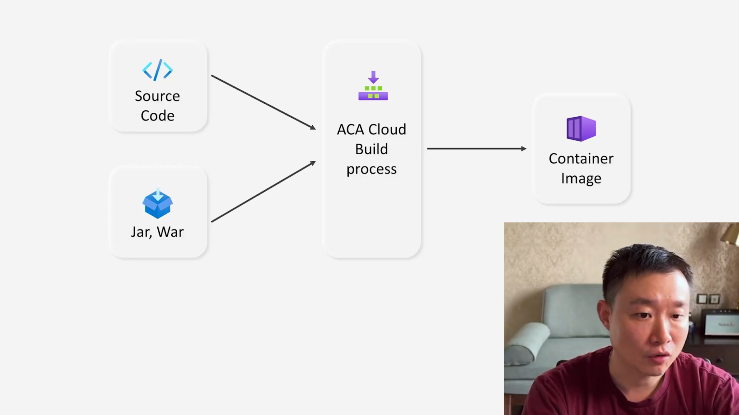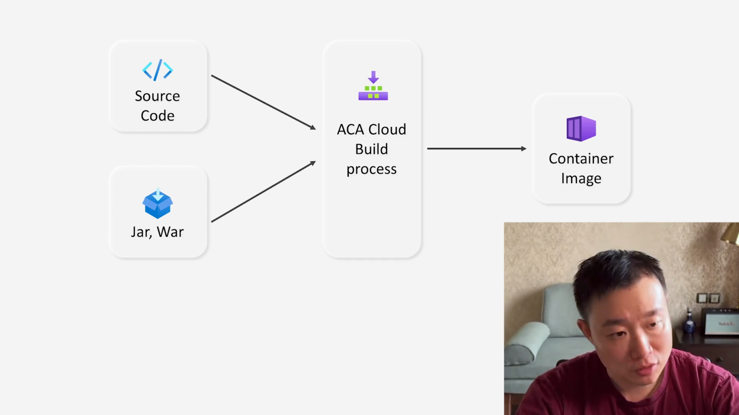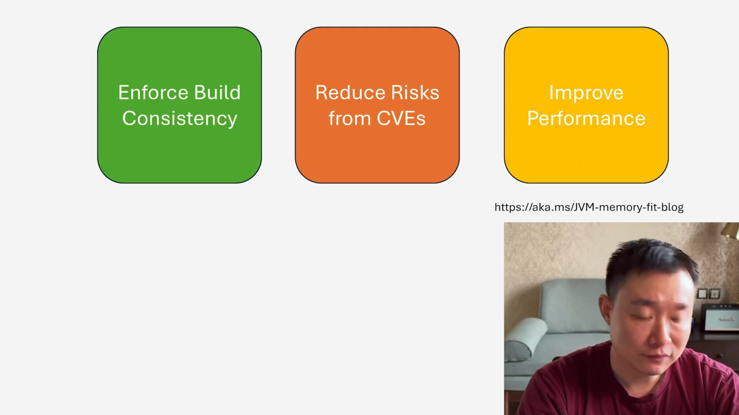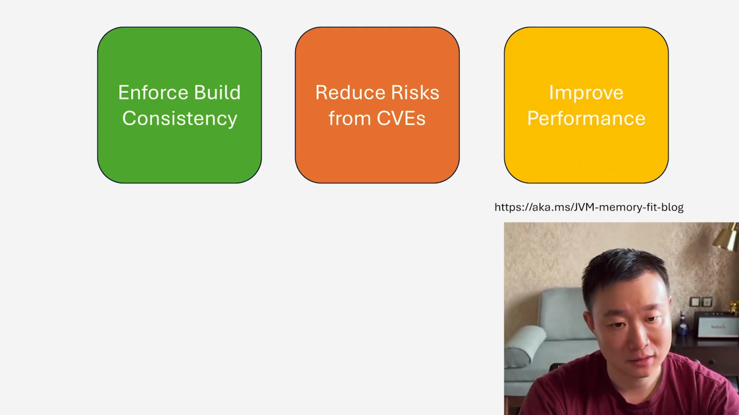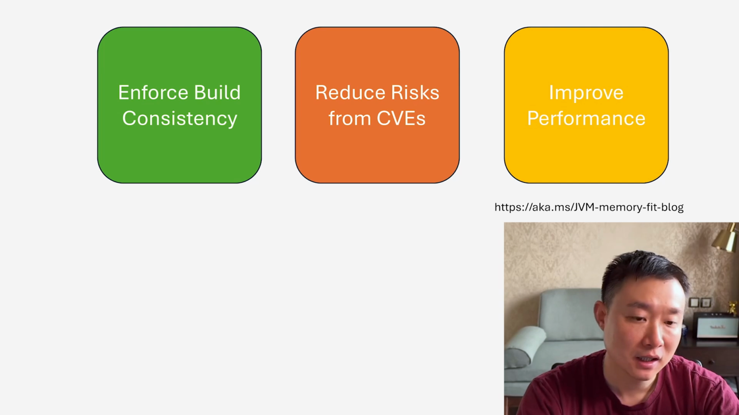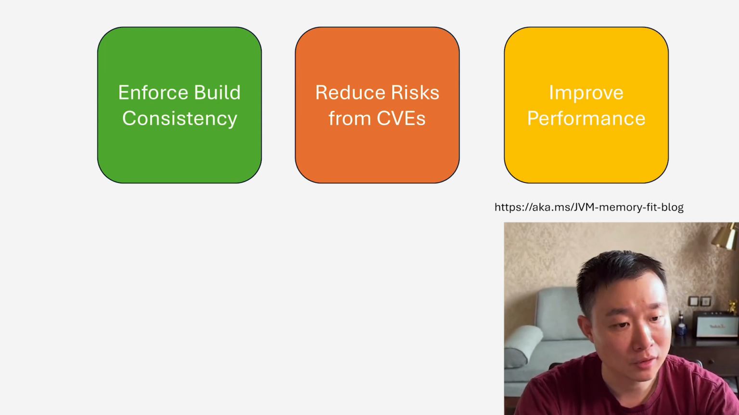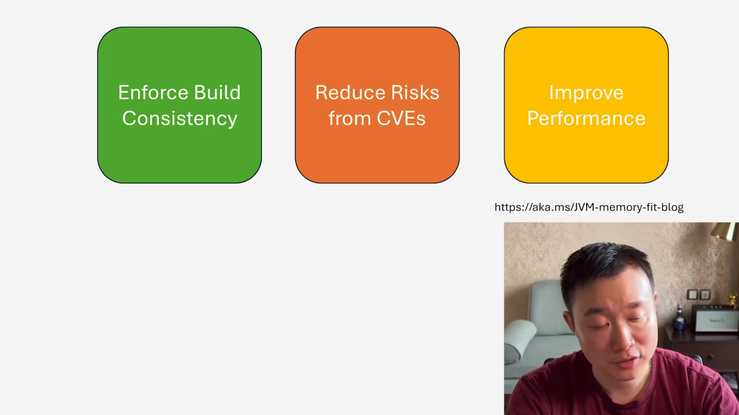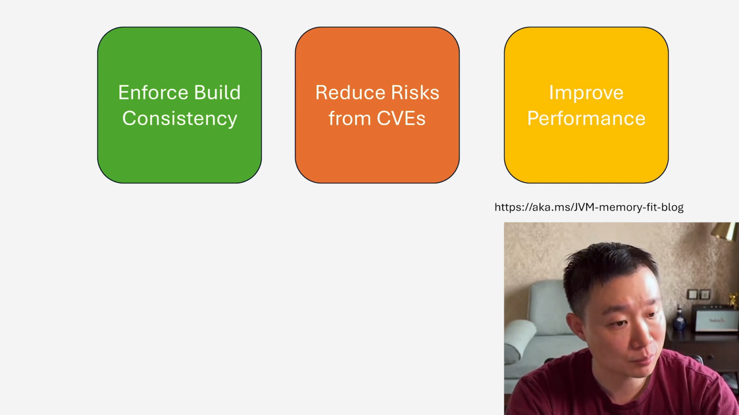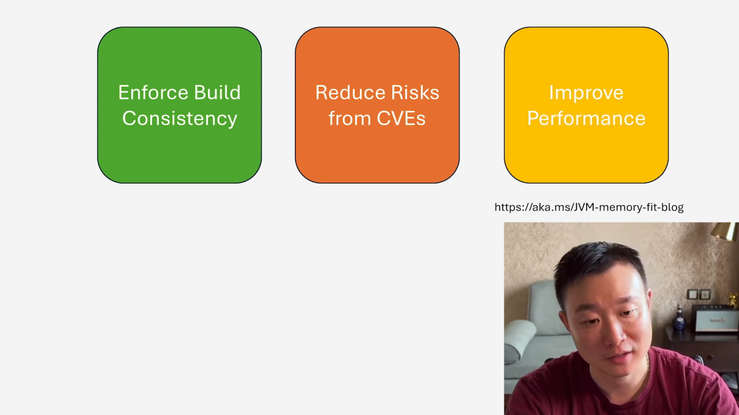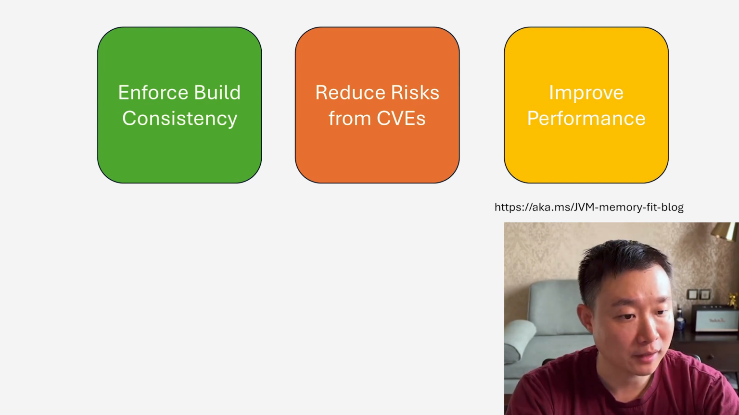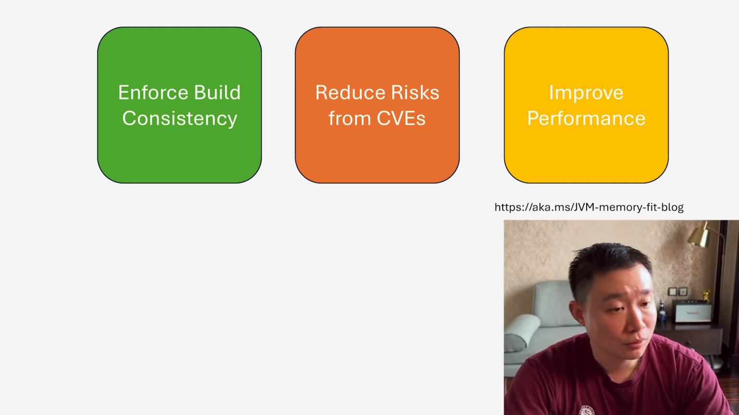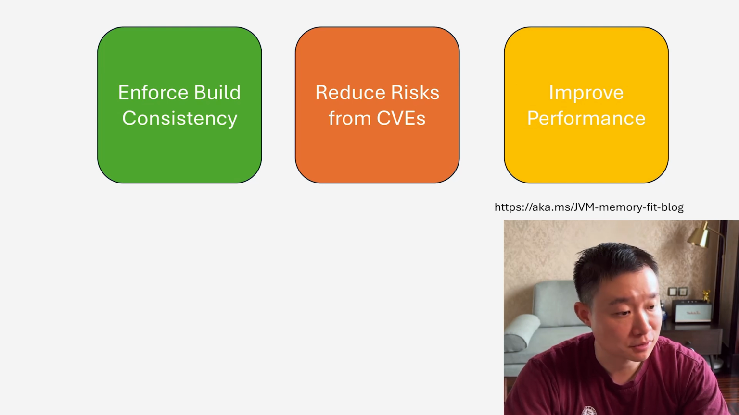In this episode, we're going to go over deploying Java applications from source code and jar files using Azure Container Apps Cloud Build. Now, there are several reasons why you would want to use this process. Aside from the convenience factor, ACA Cloud Build can also help you promote build consistency, reduce risks from security vulnerabilities, as well as increase performance by automatically fitting JVM memory for your Java applications running inside the container. To learn more about how automatically JVM memory fits inside of ACA, check out my blog from the link in the description. Now, to deploy either from your source code or jar file, the steps are really simple.